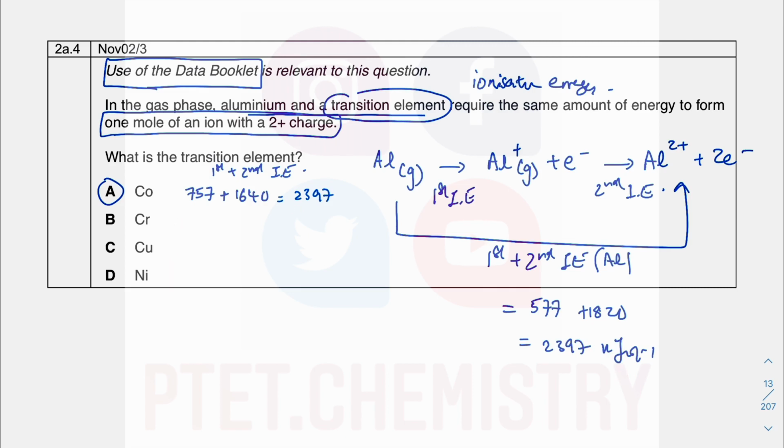Okay, you could work out the rest, but you could see that you already got the one where the first and the second ionization energy sum up to the same value. So it's going to require the same amount of energy from the atom itself to form the +2 charge cations. All right.